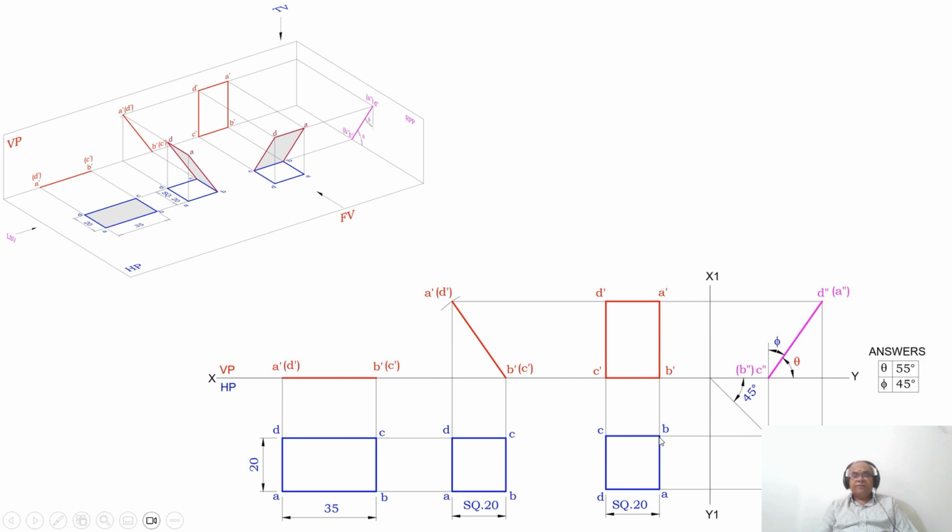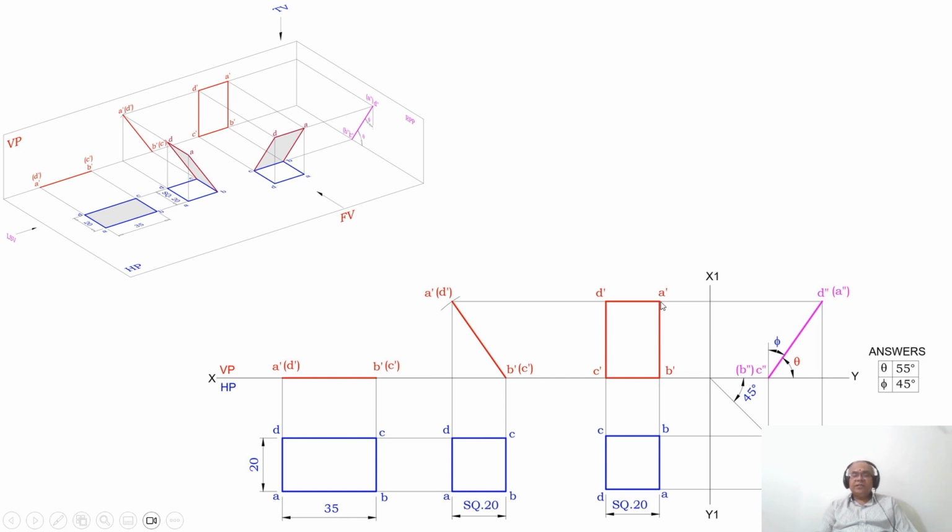Draw a vertical projector from A and B to the front view, and also from D and C to the front view, and draw a horizontal projector from A dash and D dash. A is on this side, so A dash will be here, and D is on this side, so D dash will be here, and then B is here, so B dash is going to be here, and C is here, so C dash is going to be here. So dot them between A dash, B dash, B dash, C dash, C dash, D dash, and D dash, A dash.